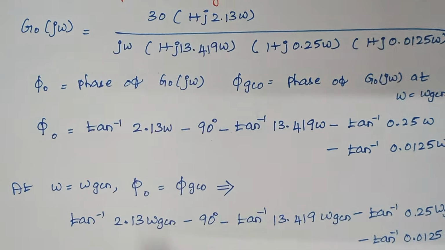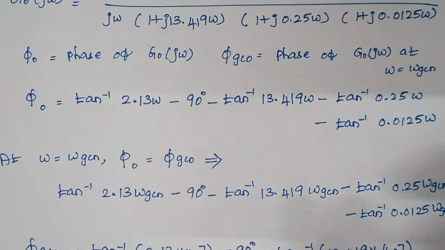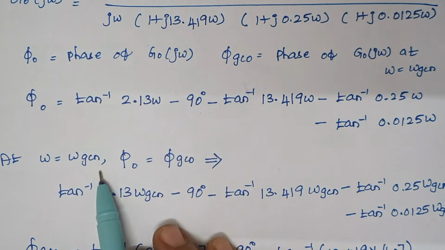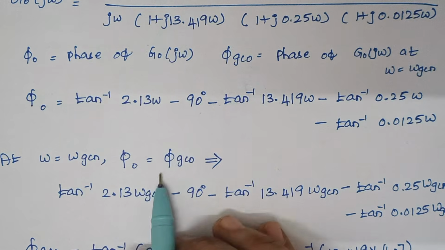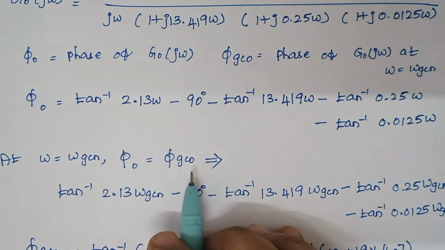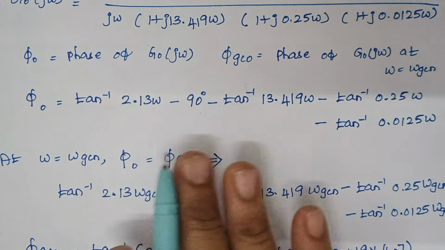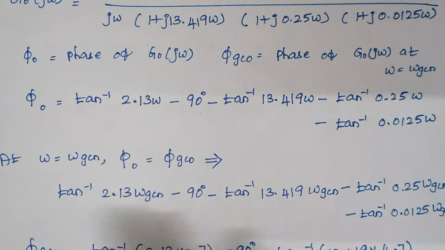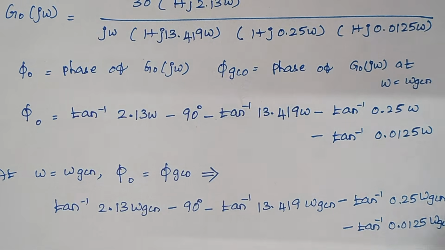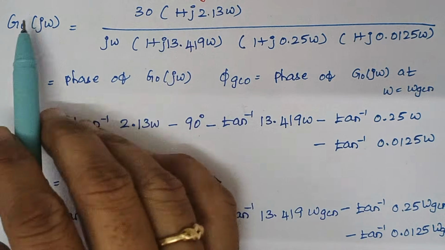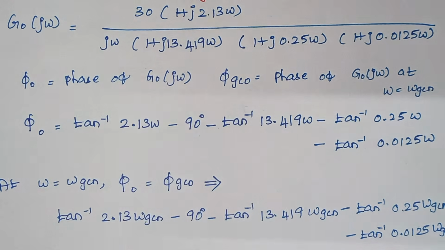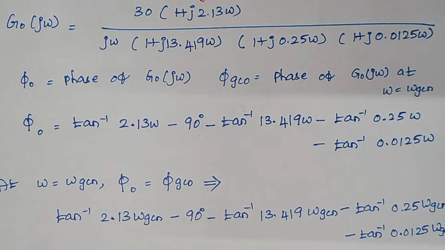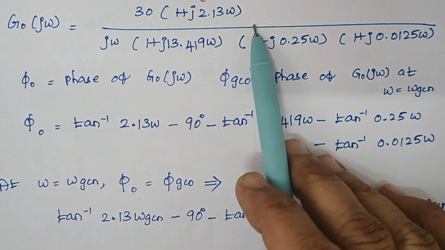The next thing is, at omega equal to omega GCN, the value of phi naught is equal to phi GC naught, right? So here we are doing nothing, okay? Don't get confused. I only didn't explain the terms phi naught, phi GC naught and all. Just write down the expression, right? This G naught is the open loop transfer function of the compensated system. That's it. Keep that in mind, okay?